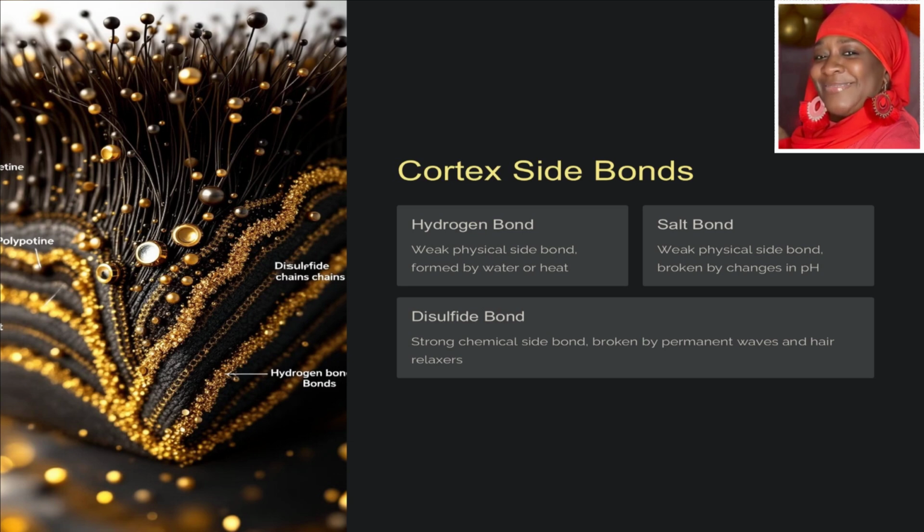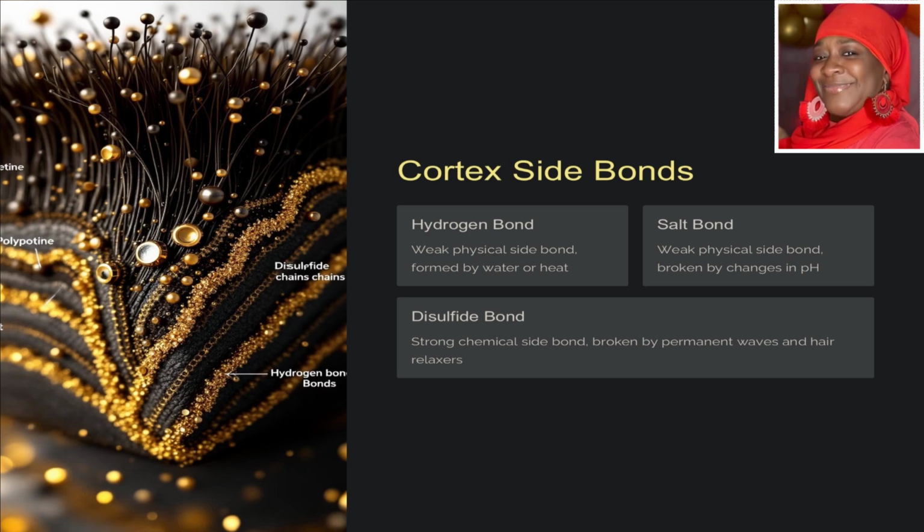Hydrogen bond, a weak physical side bond. The attraction of opposite charges forms hydrogen bonds. They are easily broken by water or heat, such as during wet and thermal styling. When the hair dries or cools, the bonds reform. Allowing thermal curls to cool before styling will hold the style longer.